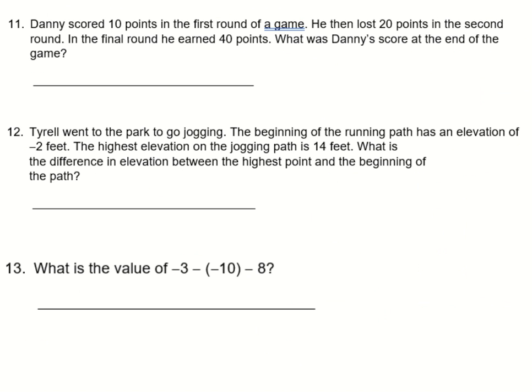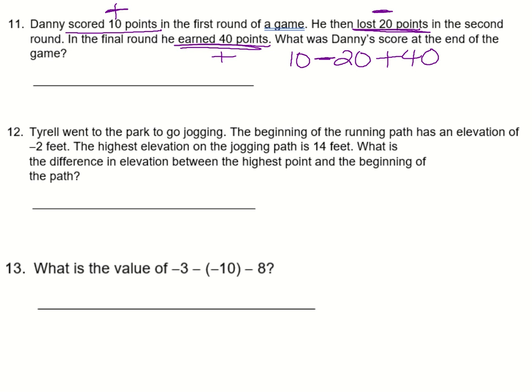Okay, Danny scored 10 points in the first round of a game. Scored 10 points, that's important. Scored 10 points, that's positive. He then lost 20 points in the second round, that's negative. In the final round, he earned 40 points, that's positive. You need to find Danny's end score. So I'm going to write the problem out. That's what we should do first. So 10 minus 20 plus 40.